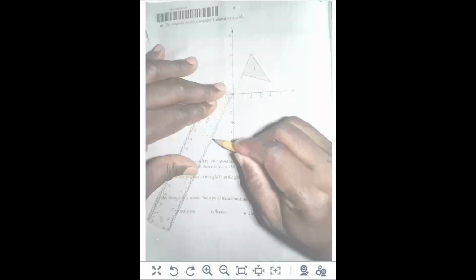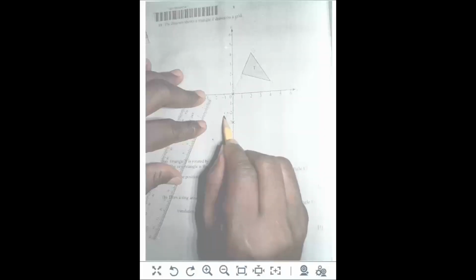This point, don't forget, is to indicate the direction of my 180 degrees. So if I measure 2.2 now, it will be somewhere around here. I have set my ruler very well so that it is passing through the 180 degrees here. So 2.2 will be here. This is my A prime, so let me call this A prime.